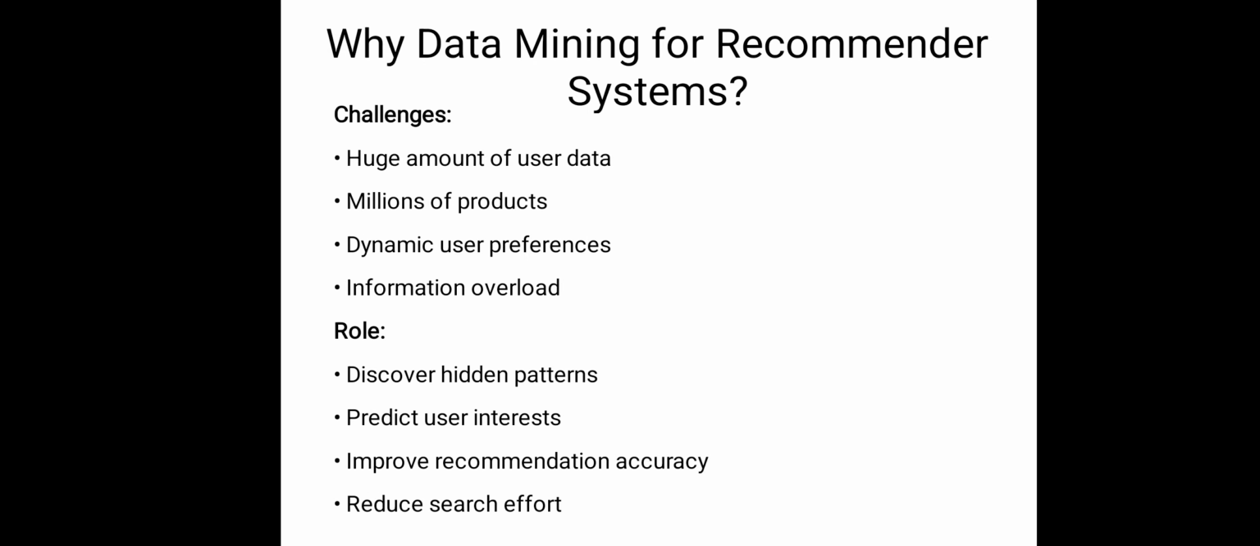Why is data mining used for recommendation systems? Imagine Amazon has over 500 million products. How can it recommend the right product? It uses data mining. The problems here are a huge amount of user data, millions of products, different customer interests, and continuous updates. Data mining helps to find hidden relationships, understand customer behavior, predict future interests, and improve recommendation accuracy. So data mining is used in recommendation systems.